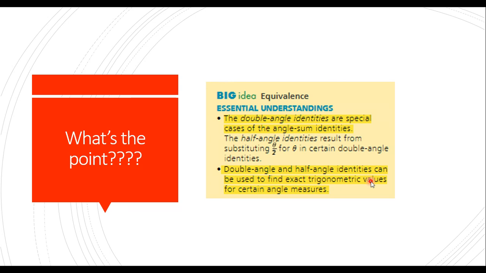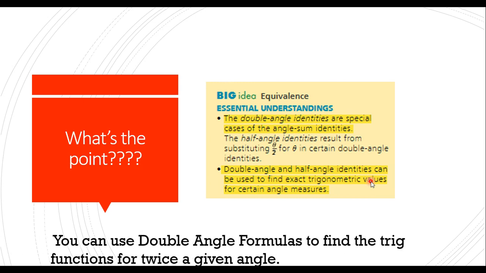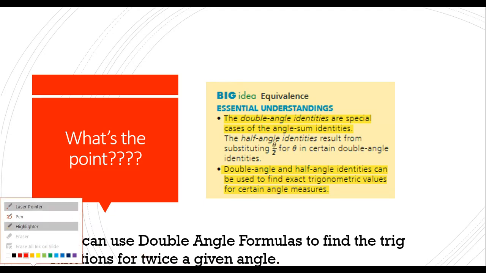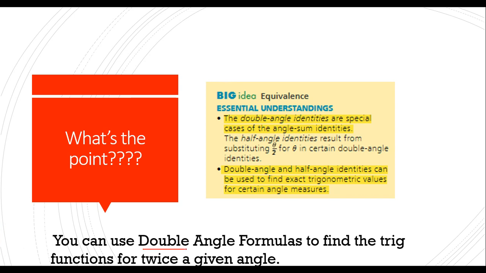The reason they're called double angle identities is because you can use double angle formulas to find trig functions for twice a given angle. It doesn't have the word double for nothing, right? So for twice an angle, 2 times any angle, is what we're going to be using this for.